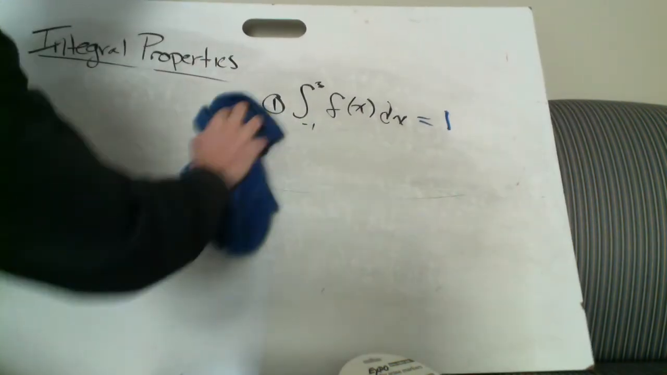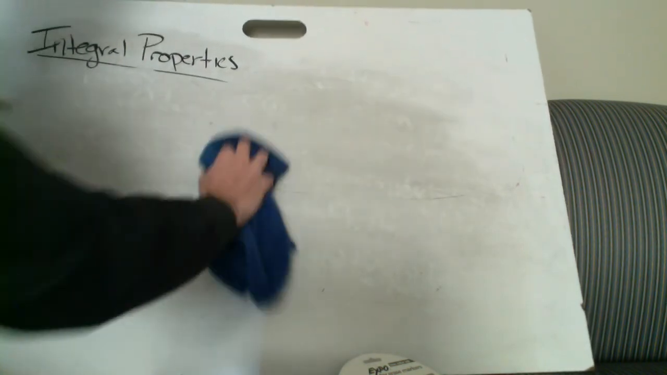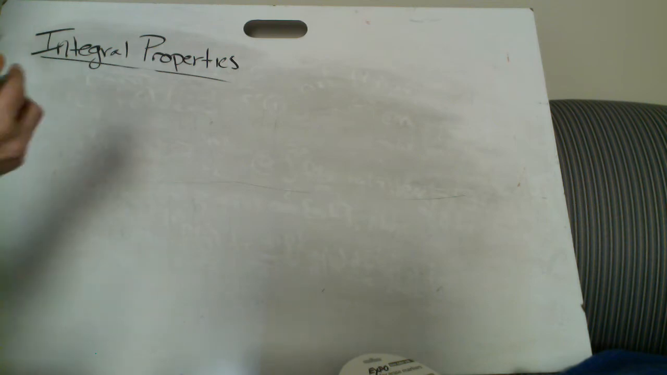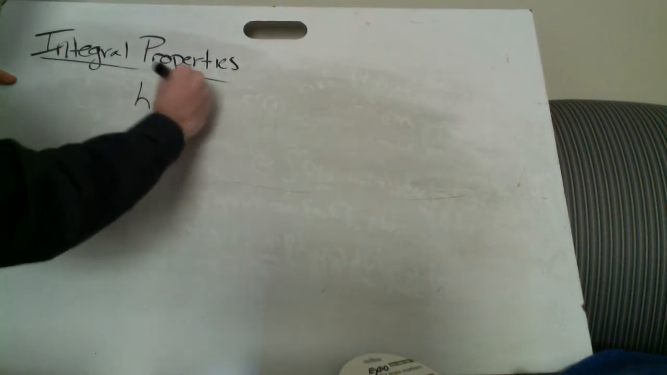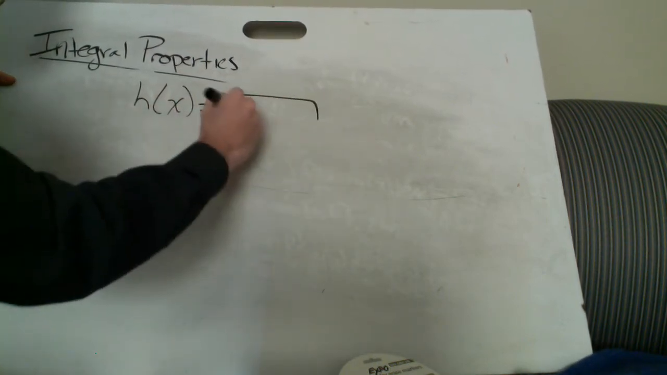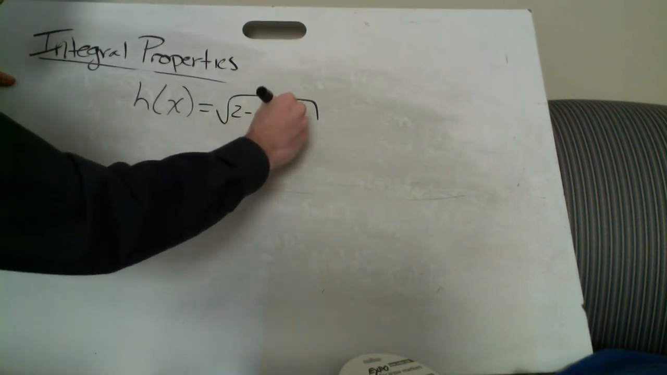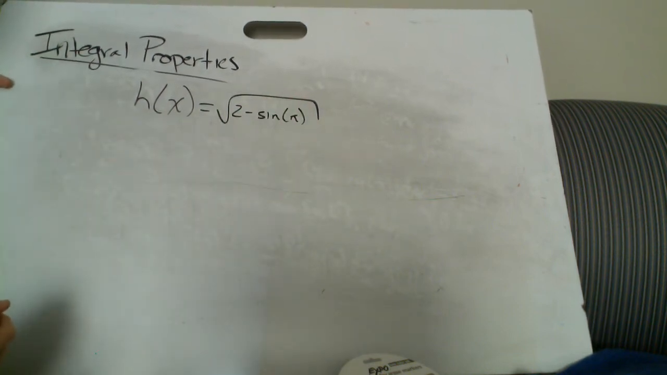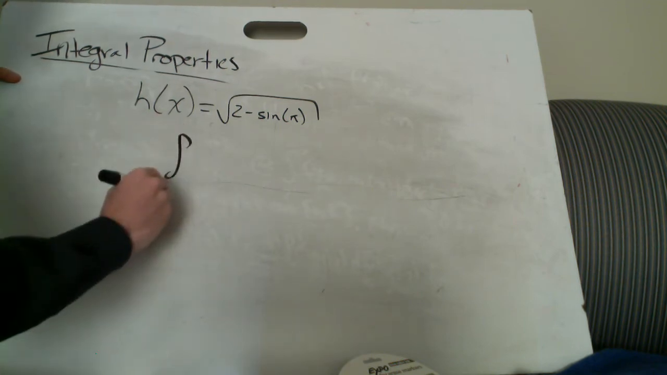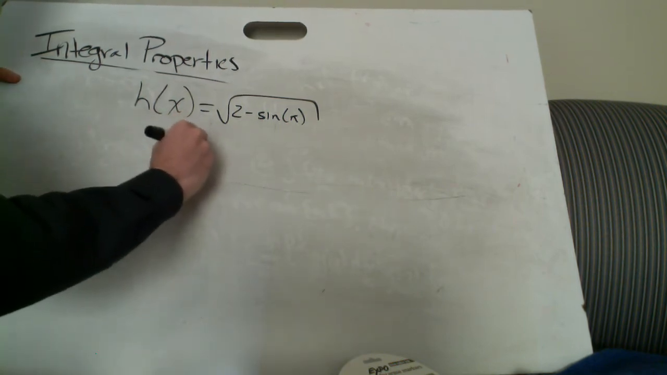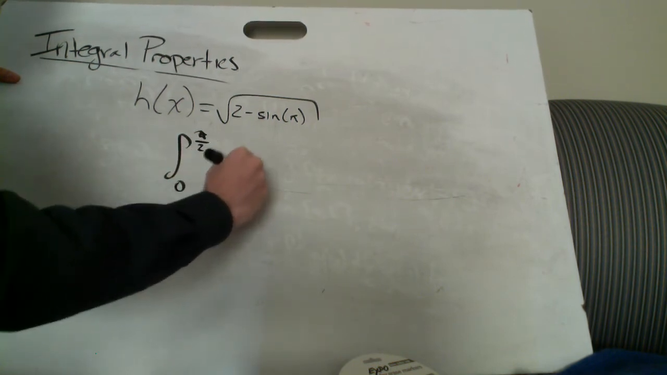So, let's do the following. Let's say I have a function here, and that function is h of x, and that's equal to the square root of 2 minus sine x. And I want to approximate the integral from 0 to pi over 2 of h.